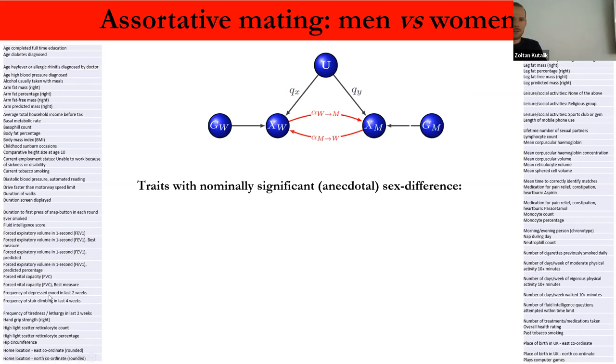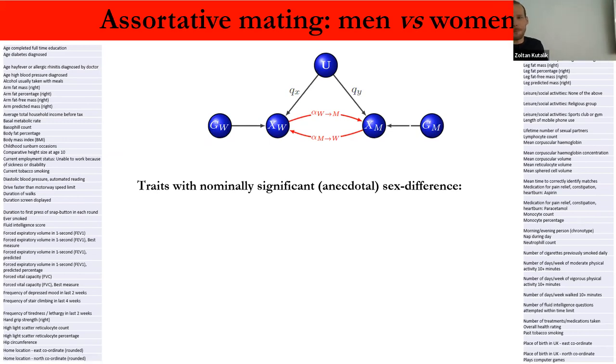So here's just a list of the 118 traits. I thought I could let you try and guess. I have a list here, only three that show nominally significant difference between the two directions, so women on men versus men on women. Among these traits, I give you 2 minutes. I don't know whether you can see it or it's too small. Oh, it's too small, okay. I don't give you any time then.